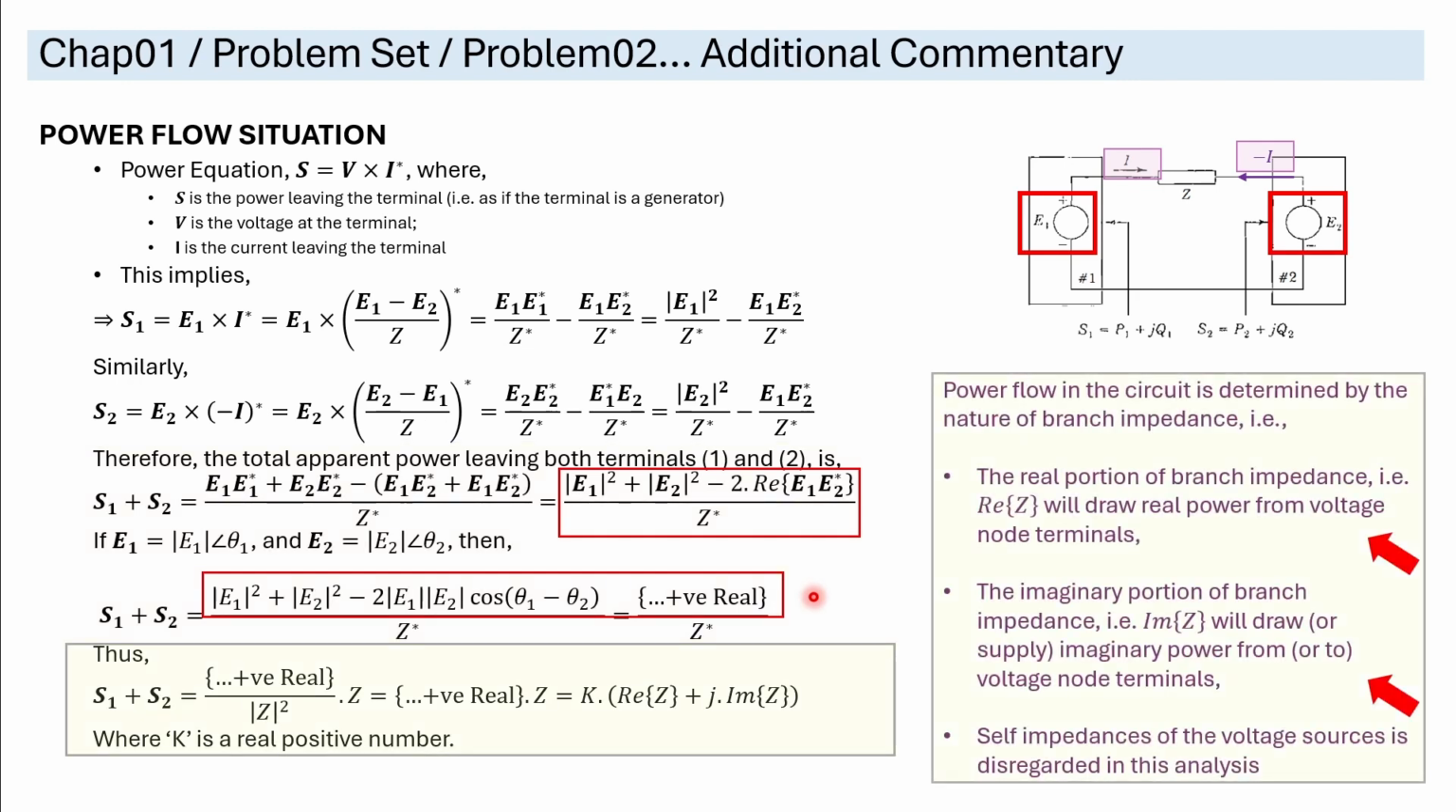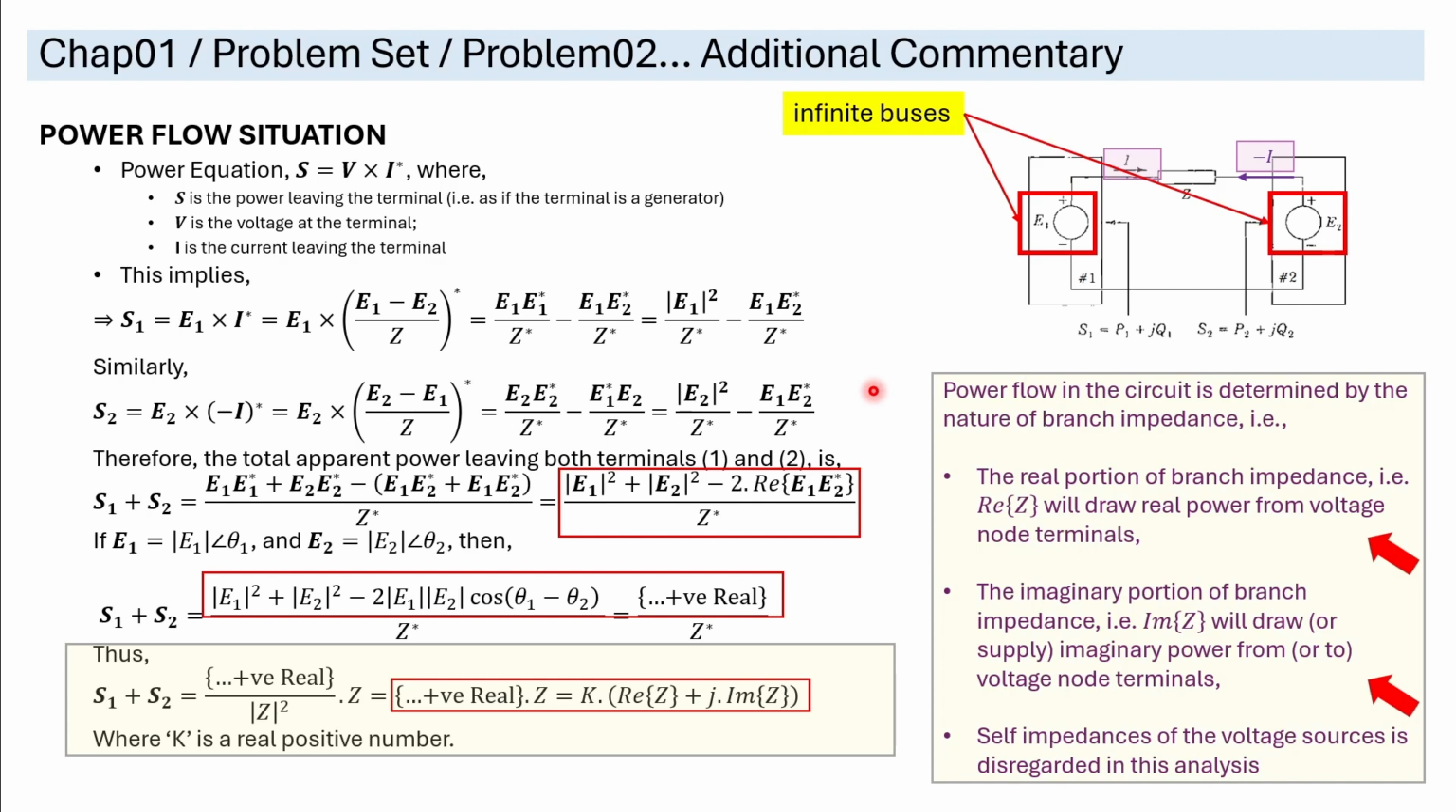With a bit more reorganization of this expression, we can land at the conclusion that the apparent power draw from the nodes will only depend on the nature of the branch impedance, that is, by the extent that it contains resistive and reactive components. This agrees with our intuition that power flow for this circuit should be driven by the line impedance.